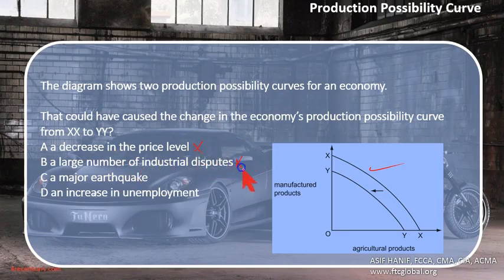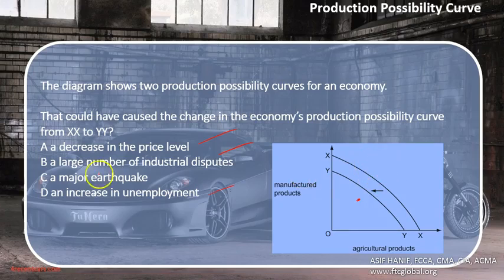Large number of industrial disputes between workers and the entrepreneurs. Entrepreneurs are still there. Workers are still there. They're not dead. Since they're not dead, PPC stays at the same position. Increase in unemployment. Yes, when unemployment increases, output falls, but people are still there. They are still available. It's just that unemployment has risen. Productive capacity still stays the same. So A, B and D might result in your production falling, but PPC would stay at the same point.